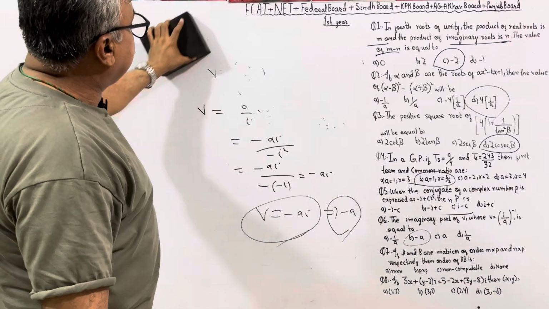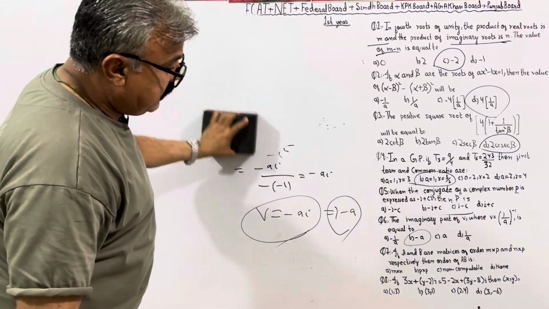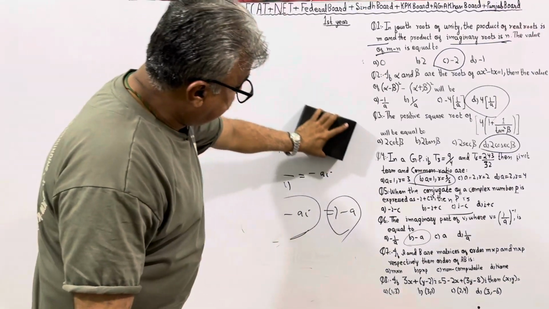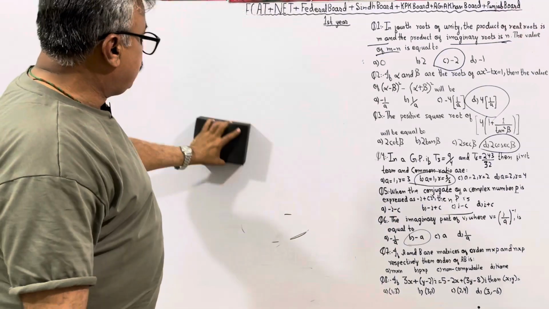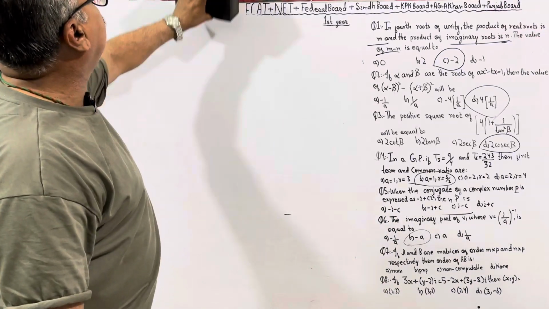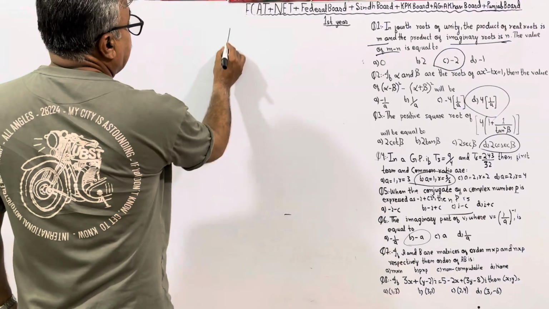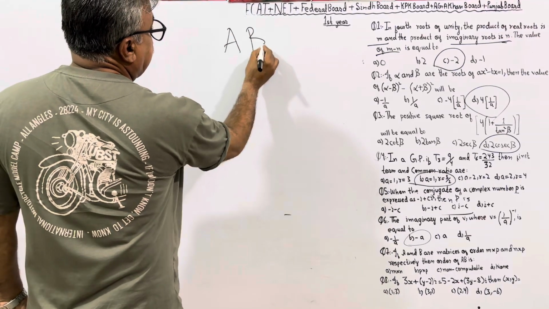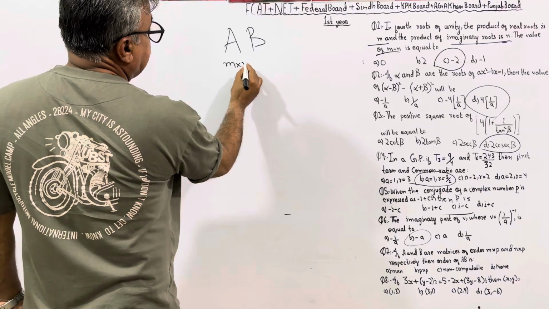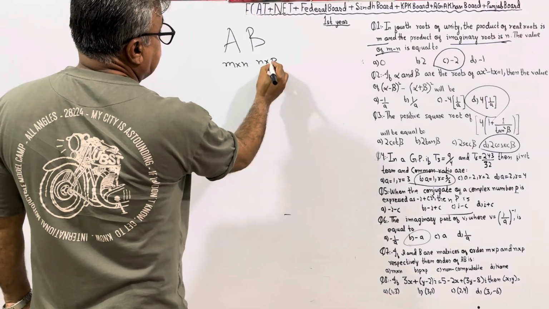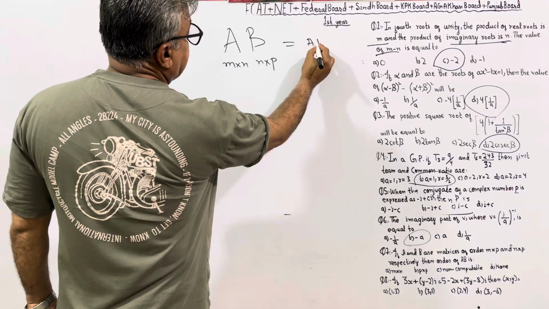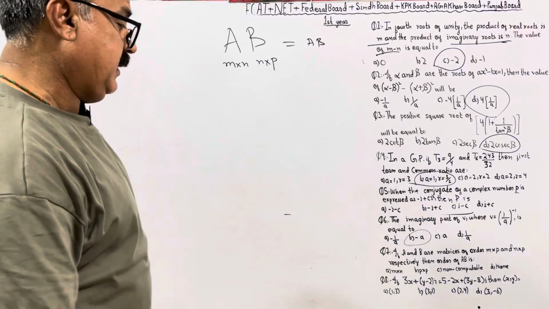If A and B are matrices, where A is of order M times N and B is N times P, then what is the order of the product AB? If we have two matrices A and B, the order of A is M times N and the order of B is N times P. Then what is the order of A times B?